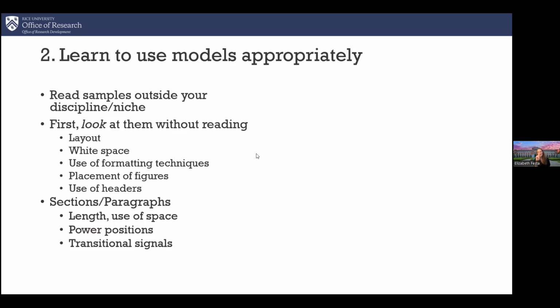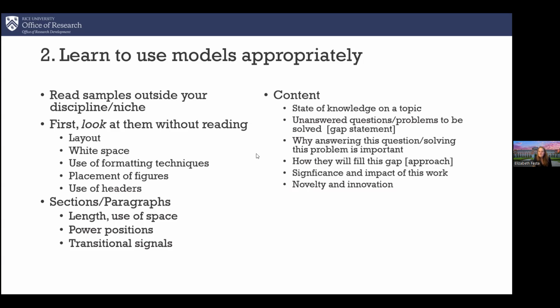Like you could just read that and you would know what this grant is really all about. Then you can dip into content, but in a very specific way. I want you to look for key academic moves in that content. Where are they putting the state of knowledge on the topic? Where are the unanswered questions or problems to be solved? That's your gap. How are they going to fill that gap? Why is it important? What's the significance and impact? Where do we see novelty and innovation being touted?